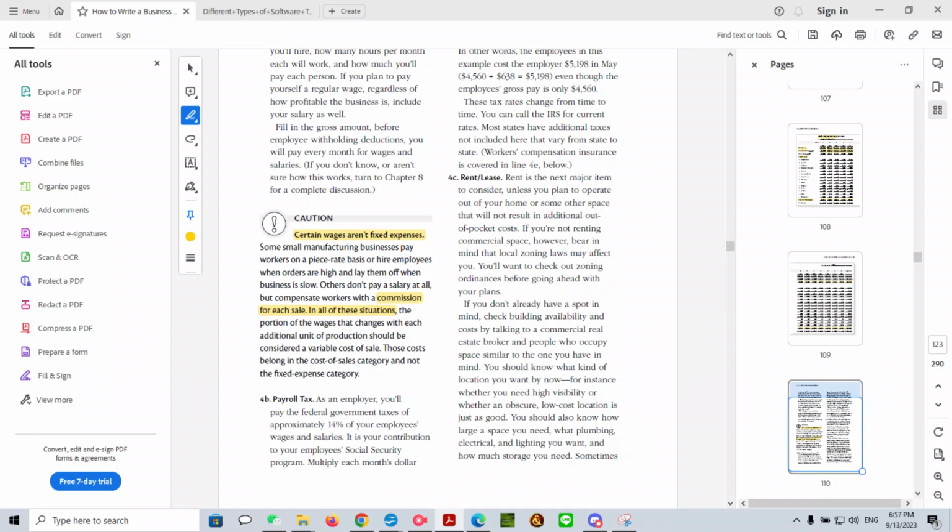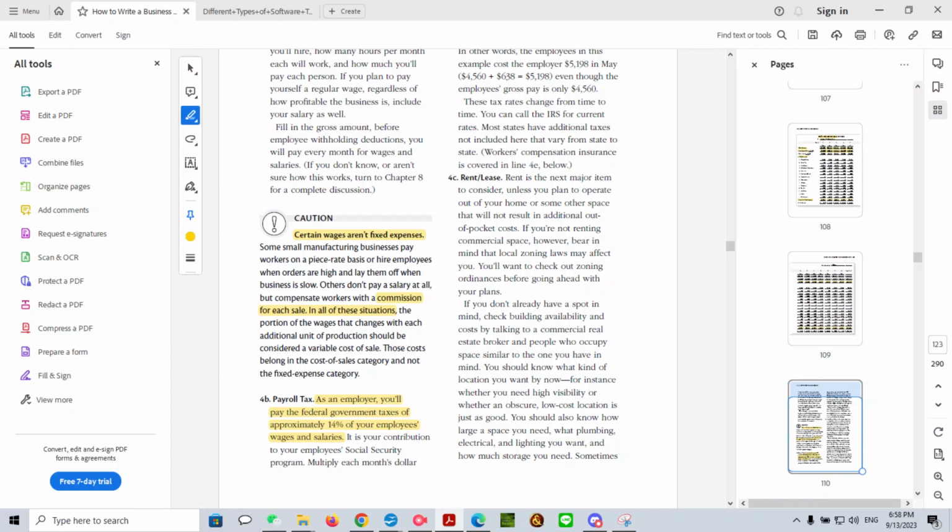Now, payroll tax is something different. As an employer, you'll pay the federal government taxes of approximately 14% of your employees' wages and salaries. This is, of course, approximate, and it's going to depend on how much money they made. So what was their gross salary? This means how much did they make before taxes? So what is the salary that you pay out? Depending on how much it is, there's a tax bracket that the IRS has. Let's say between A and B, there's a range of numbers. Whatever range the income falls under, that's the percentage, and that's the tax. Also, Social Security has its percentage. You have a different calculation.